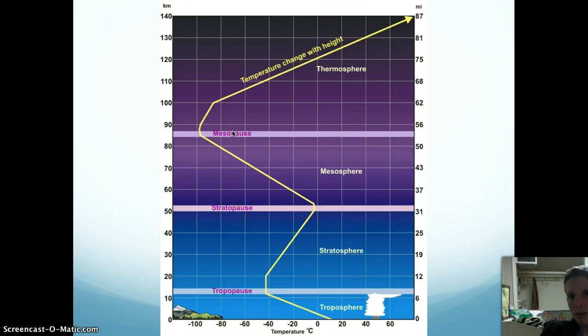So the layers of the atmosphere are defined by temperature changes. So actually changes in temperature trends. So if you go from a trend of decreasing temperatures and then to a trend of increasing temperatures, is where that trend changes that you'll get the separation of the layers of the atmosphere.